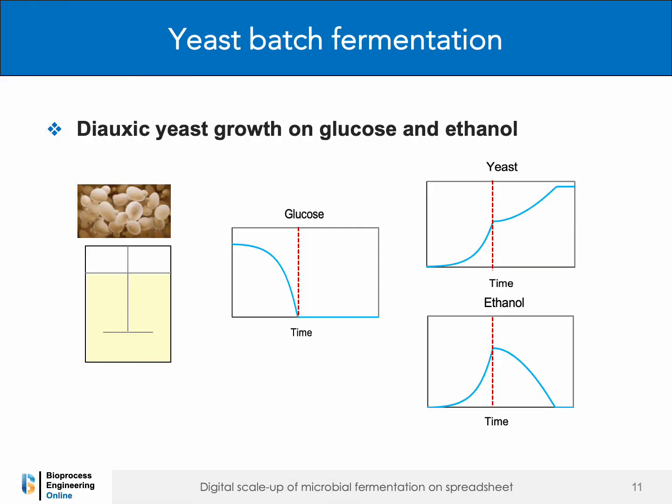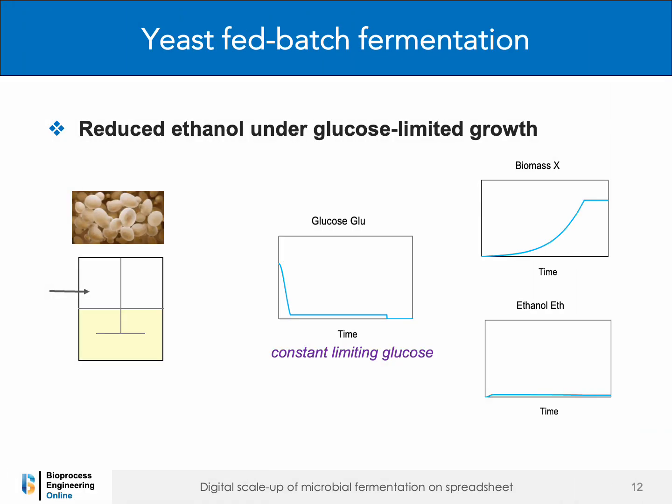Under aerobic conditions in a glucose-containing medium, batch fermentation exhibits diauxic growth. Cells first grow on glucose and then switch to the ethanol produced during fermentation. In fed batch mode, only part of the glucose is initially introduced into the fermenter, while the remainder is continuously fed to maintain a low glucose concentration. Under these sugar-limited conditions, ethanol production is strongly reduced, and yeast growth occurs primarily on glucose.